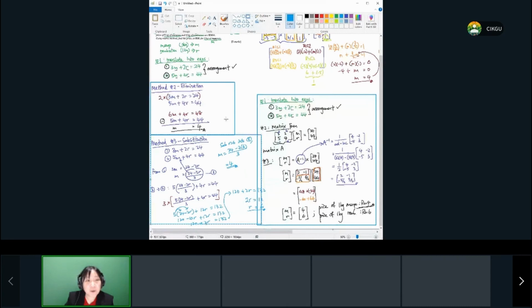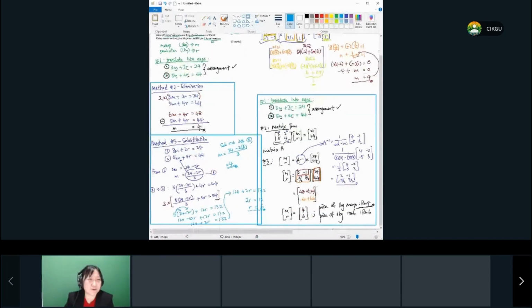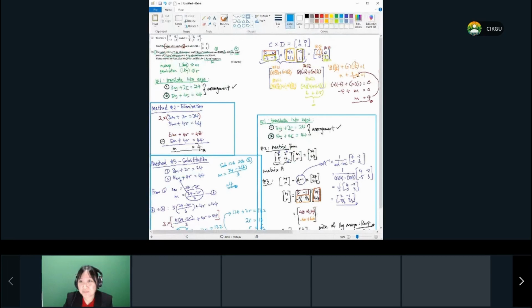Okay, so method number 1, unfortunately, you have to know how to do. The question, SPM, 90%, they will ask you to do this. These two, you choose. You see, there's a reason why I prefer elimination. So short, very easy. But no judgment. You like substitution? Can, no problem. Okay, done.